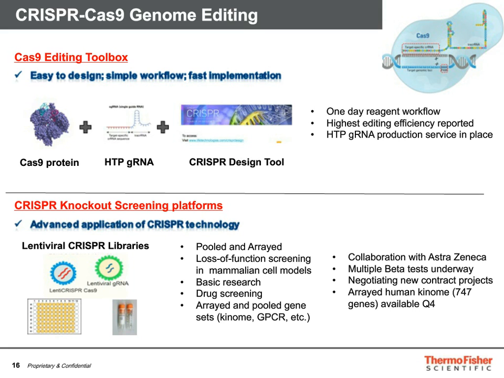That, along with our design tool that I mentioned, creates a system. This Cas9 protein guide RNA complex, again, as I mentioned, is very efficient, and we found it's the highest efficiency platform for delivering CRISPR into mammalian cells that has been reported, as far as I know today. Again, as I mentioned, we also are looking at CRISPR knockout screening platforms.